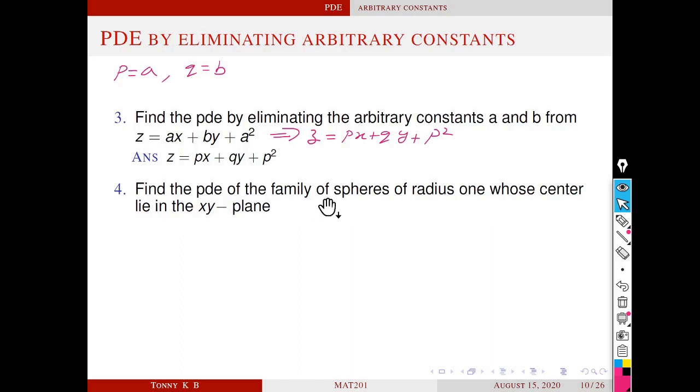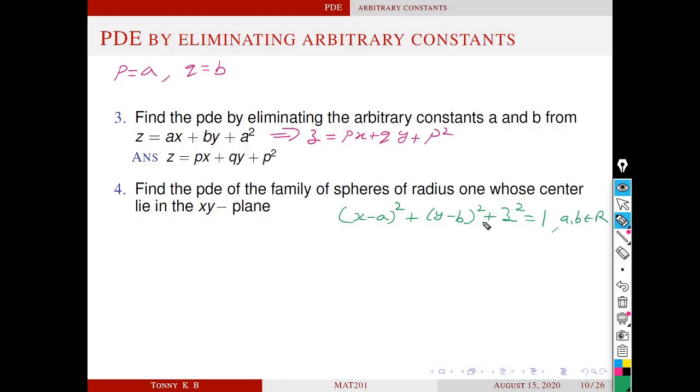Find the PDE of the family of spheres of radius 1 whose center lies in the xy plane. What is the representation of this family? This is nothing but (x minus a) whole square plus (y minus b) whole square plus z square equal to 1, where a and b are arbitrary constants. So we have to find the PDE corresponding to this family.